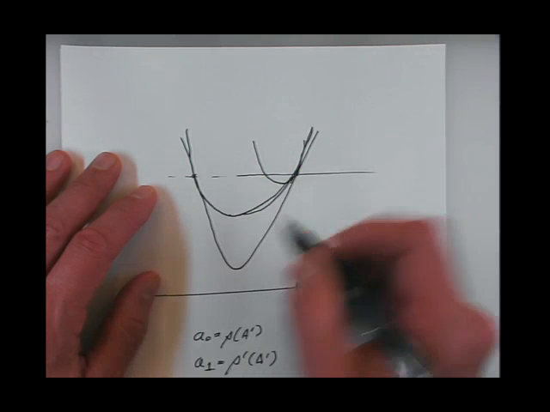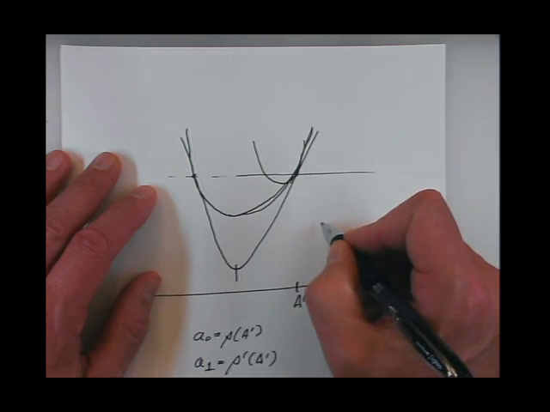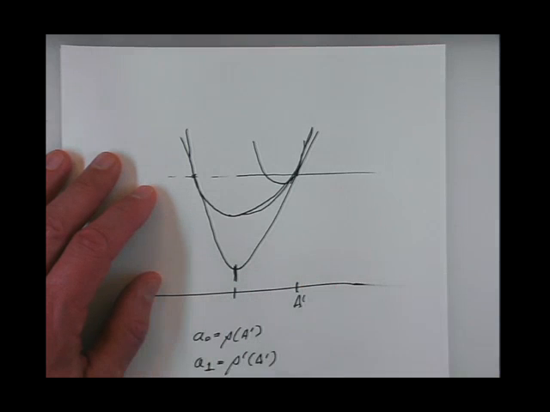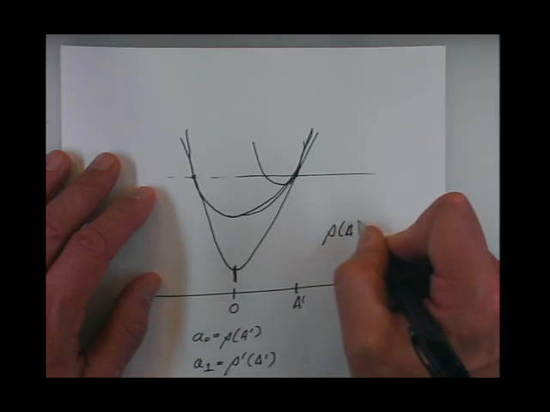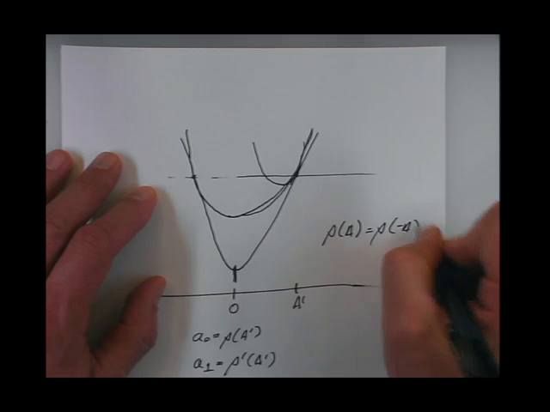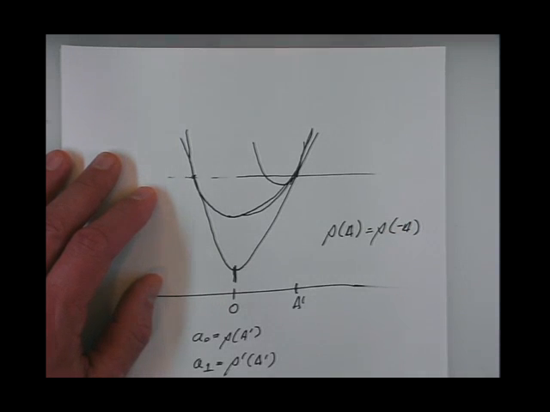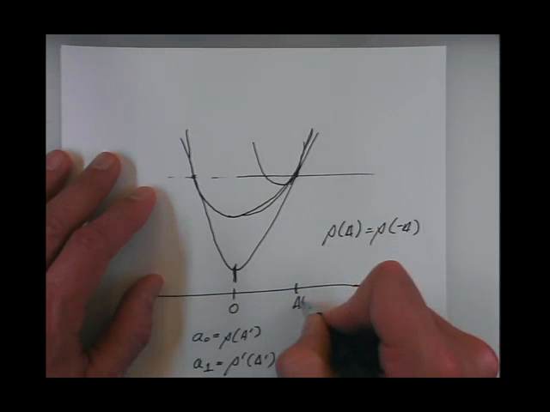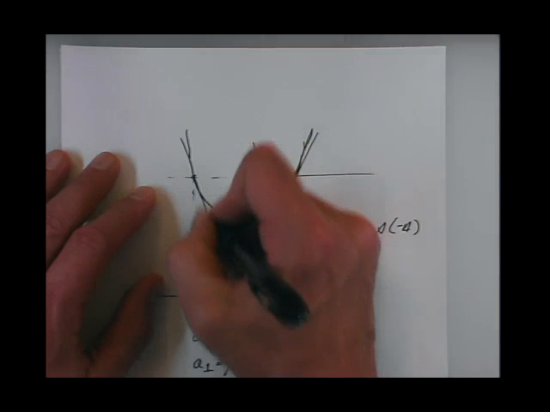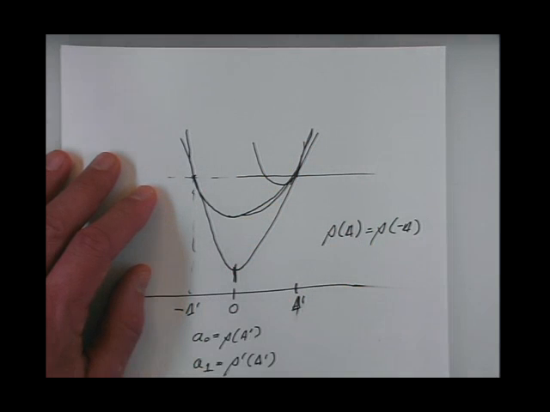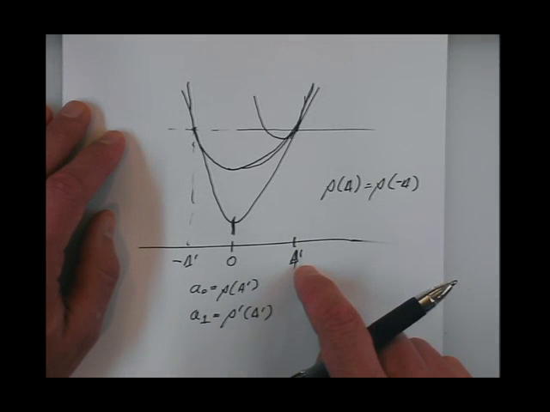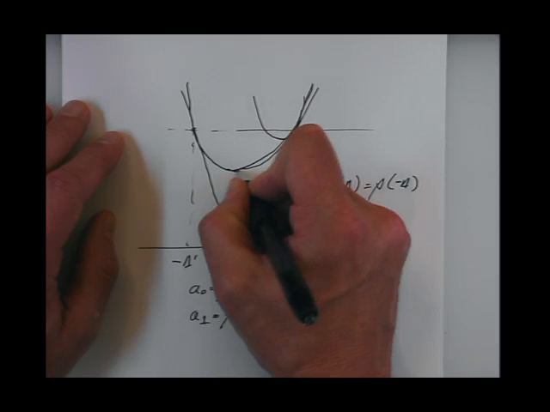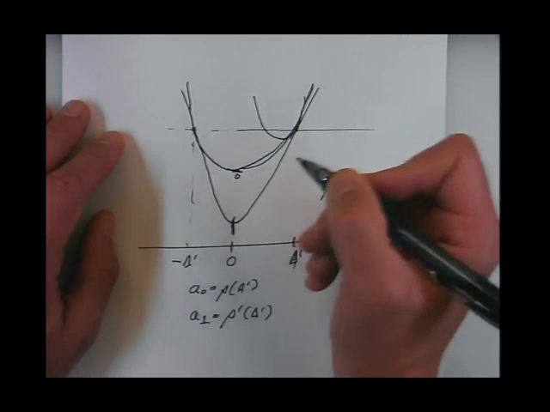So now you can sort of see, okay, so if rho is a symmetric function, and that's the point of symmetry, okay? So this is 0 because, remember, rho of delta equals rho of minus delta. It's a symmetric function, right? So this will be 0. So if this is delta prime, then this point here will be minus delta prime, right? And if that's the case, then you can calculate the second derivative because you know that the derivative is 0 here, right?